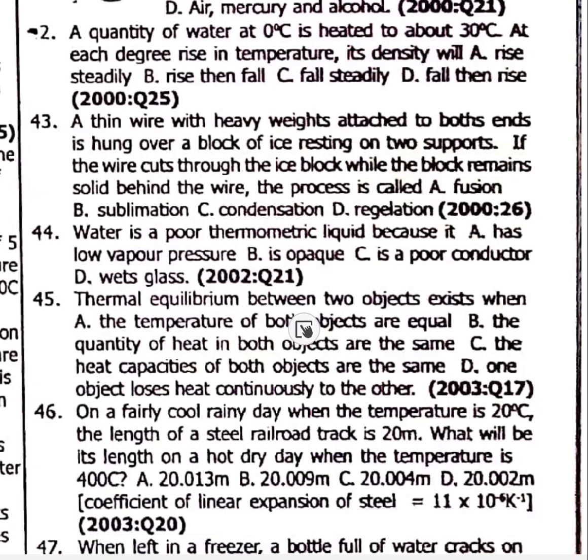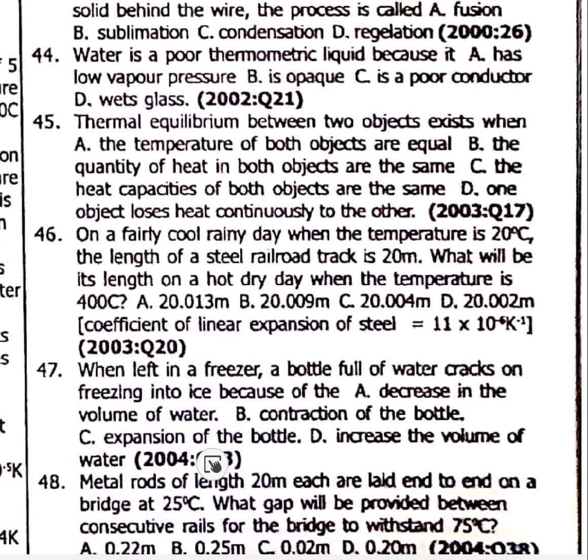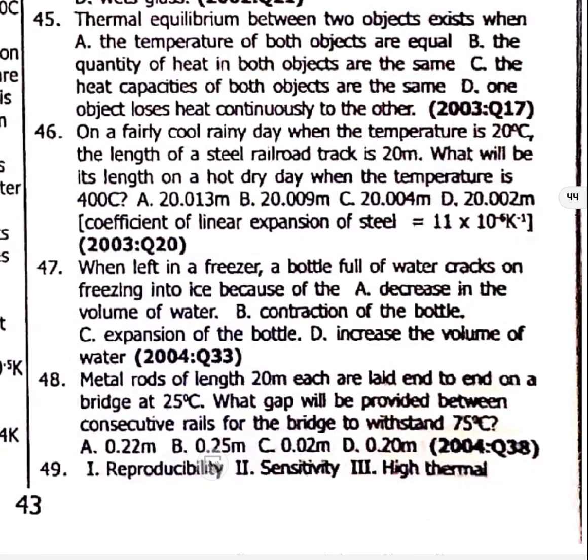45. Thermal equilibrium between two objects exists when. 45 is option A: the temperature of both objects are equal. Option A. When they say something is at equilibrium, it means say they balance each other out.